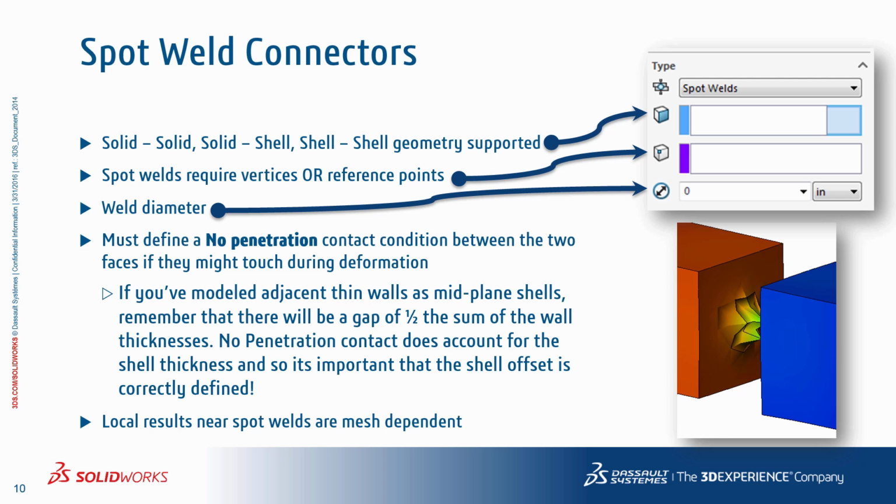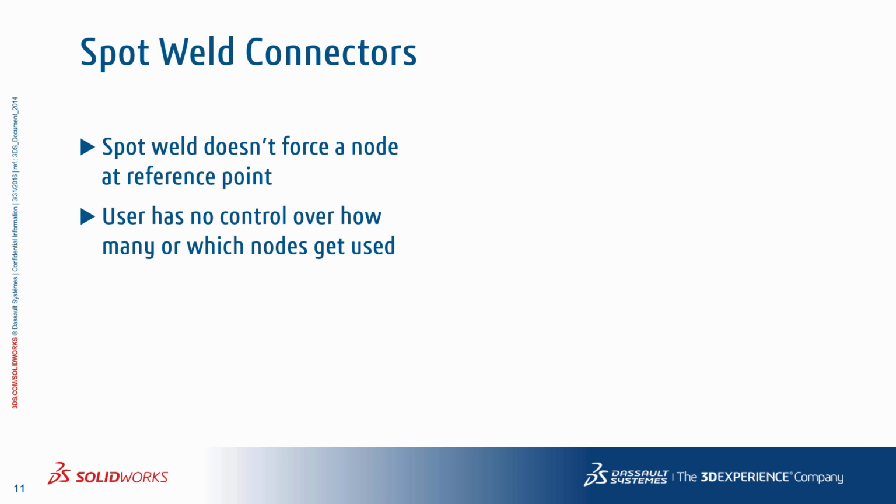The recommendation is also to set up correctly positioned split line patches, meaning create circular patches on the connected surfaces using the spot weld diameter. An upside to this is that the free body force available for that split line face will give you important feedback on the loading through the weld. So a spot weld doesn't force a node at the reference point, and the user has no control over how many or which nodes get used.